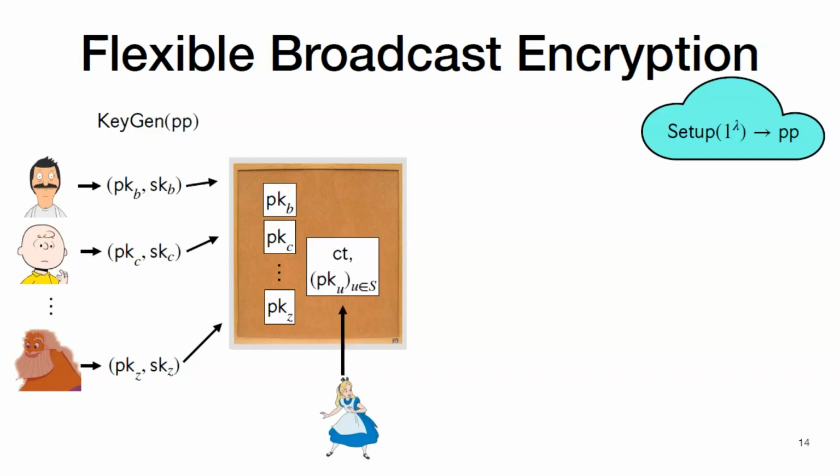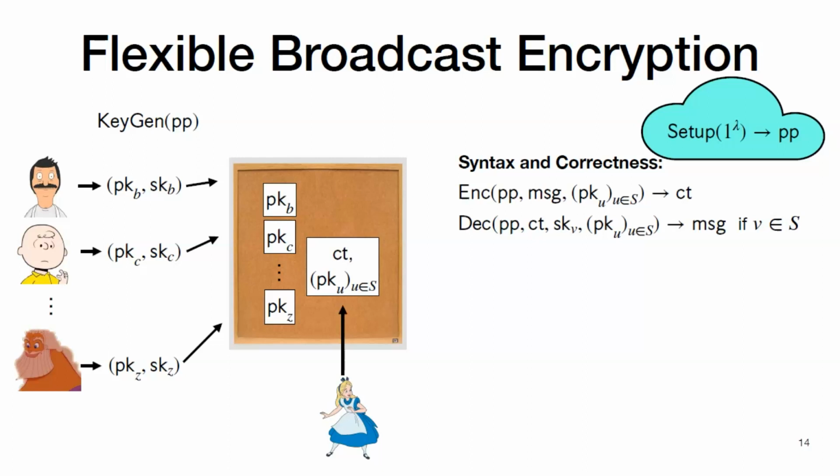Then Alice comes along and she wants to communicate with an arbitrary subset of these users. So she posts a ciphertext to the bulletin board that any of the users could read, as well as information to convey which users she wants to talk to. In particular, she'll share which are the public keys needed for the users she's communicating with.